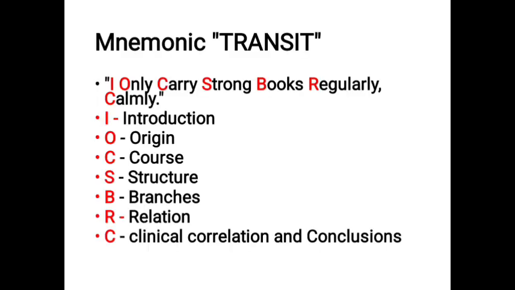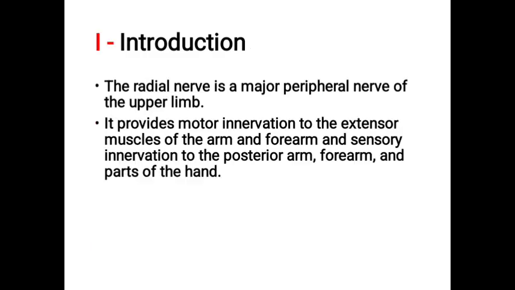And this mnemonic is: I only carry strong books regularly calmly. I for introduction, O for origin, C for course, S for structure, B for branches, R for relations, C for clinical correlation and conclusions. Now, as introduction, the radial nerve is a major nerve of the upper limb.